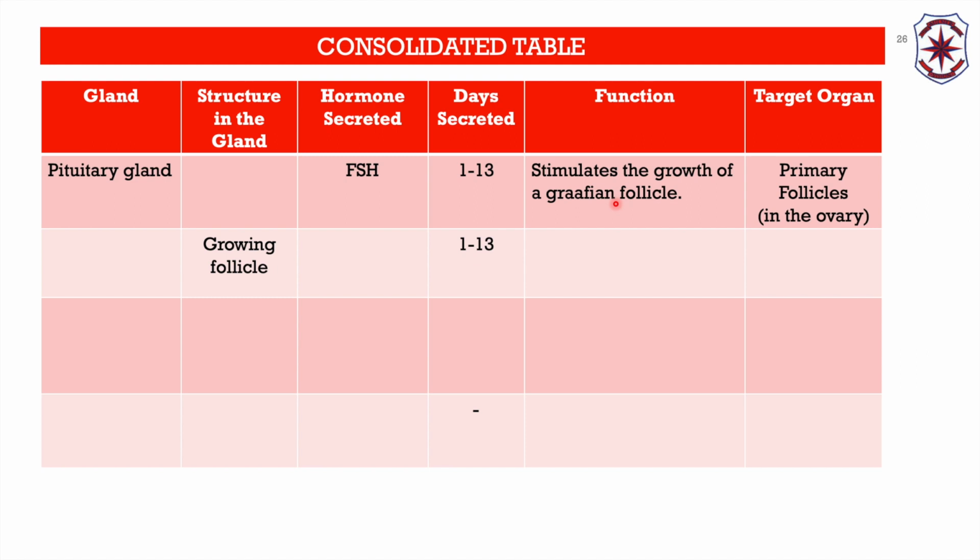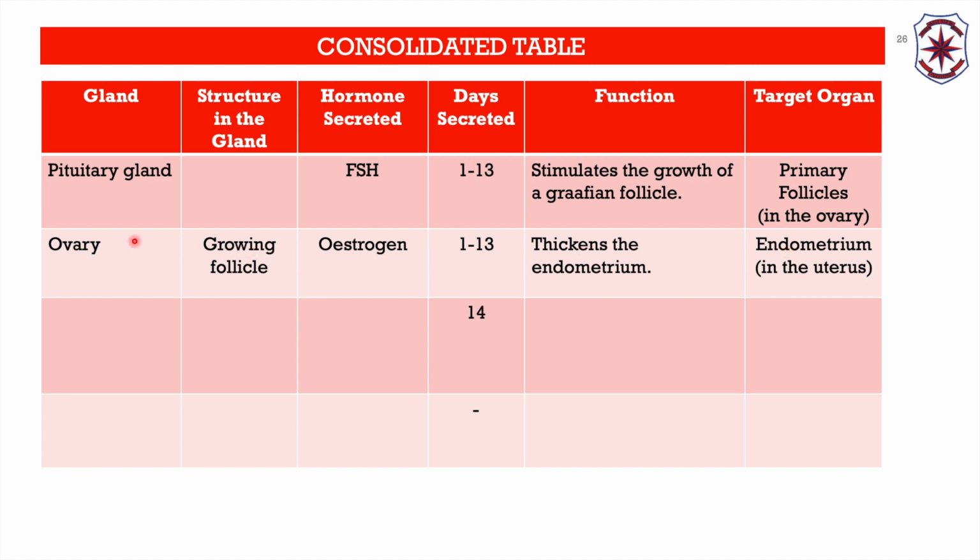From day 1 to day 13, again, which other hormone is secreted? It is secreted by the growing follicle. The bigger the follicle grows, the more it secretes estrogen. And then what's the job of estrogen? It thickens the endometrium. So the target structure is the endometrium. And where do we find the endometrium? In the uterus. Estrogen is secreted by the ovary because the growing follicle is found in the ovary.